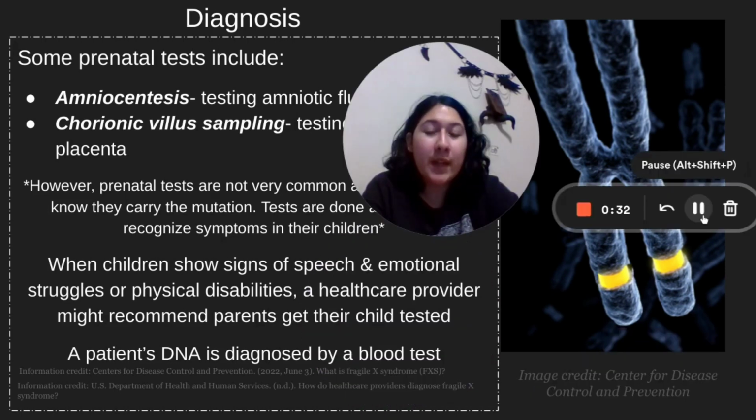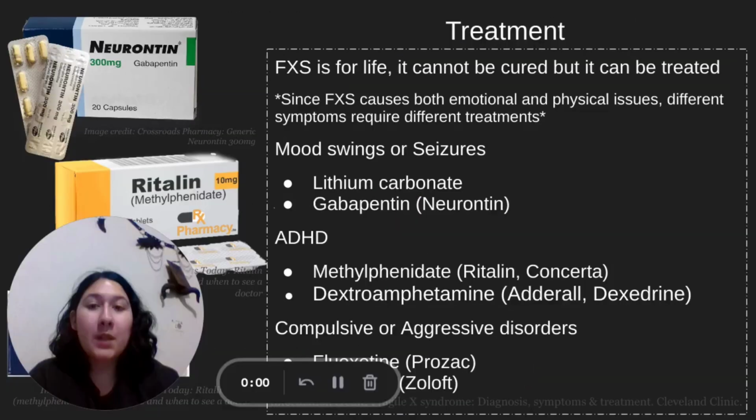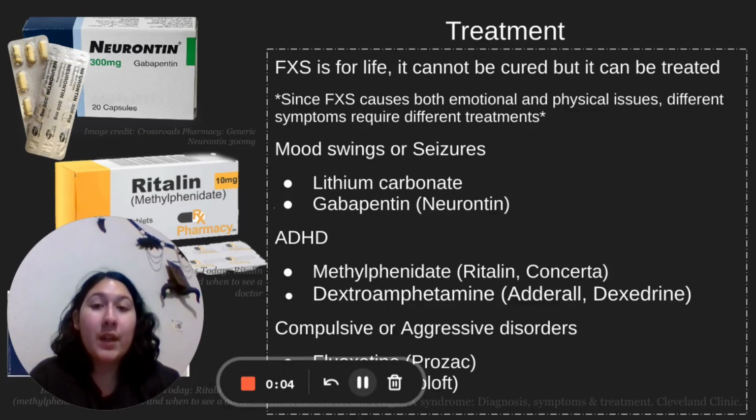When children show signs of speech or emotional struggles or physical disabilities, a healthcare provider might recommend parents get their child tested. A patient's DNA is diagnosed by a blood test. Options. FXS is for life. It cannot be cured, but it can be treated. Since FXS causes both emotional and physical issues, different symptoms require different treatments.